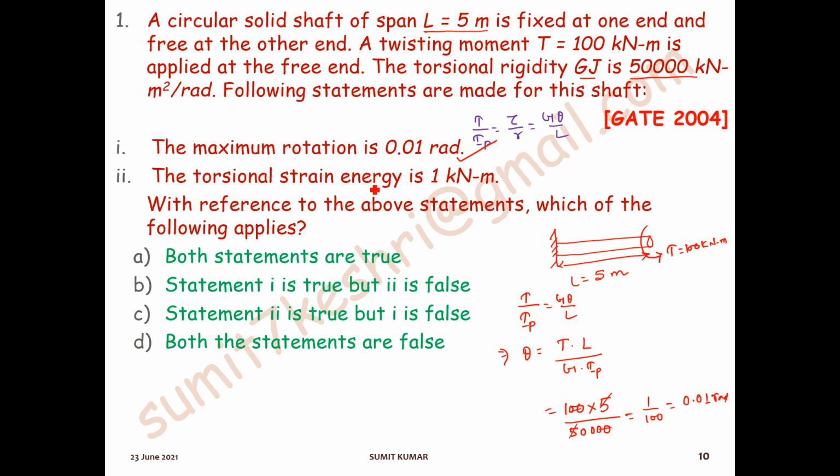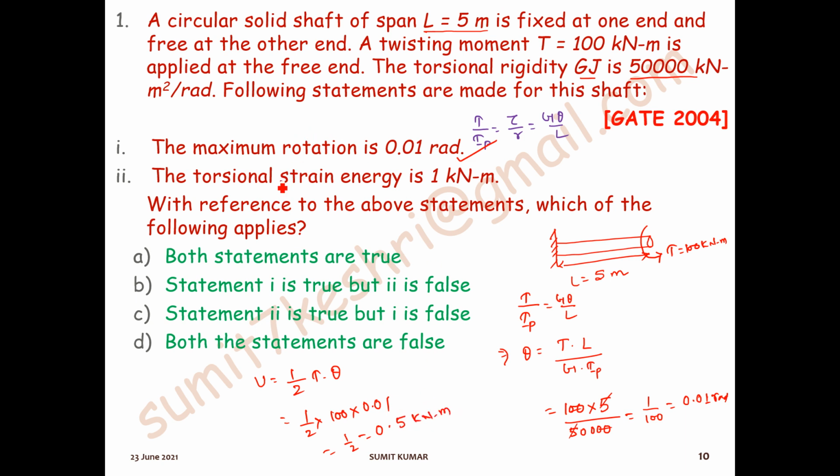Now the torsional strain energy is given as 1 kilonewton meter in this statement. So find the torsional strain energy. We know the formula for torsional strain energy is half into T into theta. T is given as 100, and theta we have just calculated, that is 0.01. The 100 and 0.01 cancel out, giving 1, and 1 by 2 is 0.5 kilonewton meter.